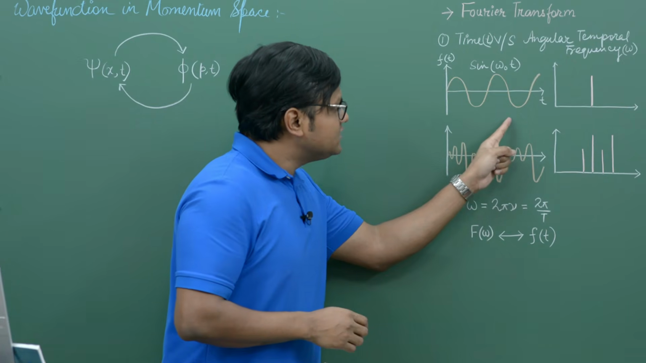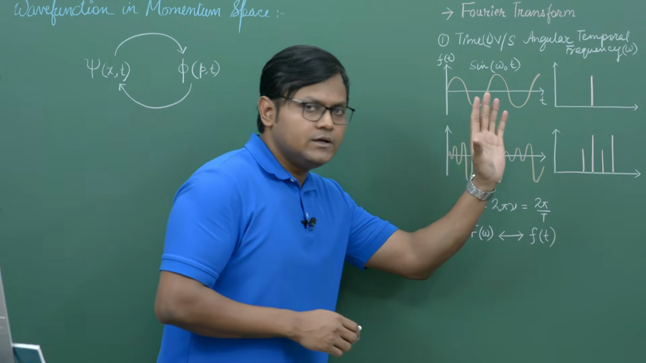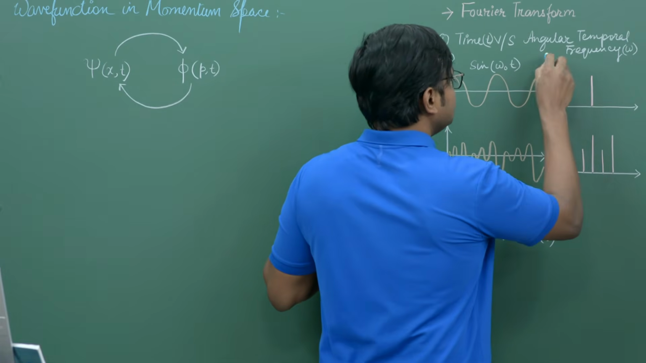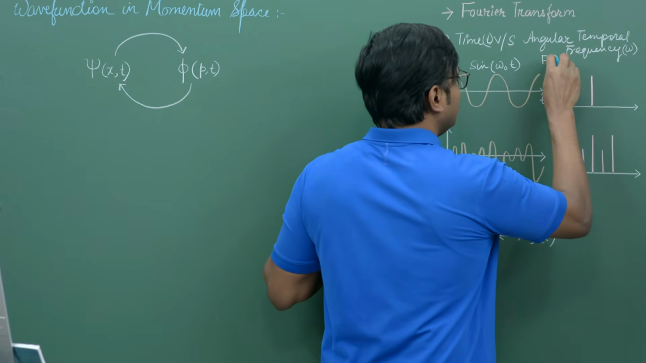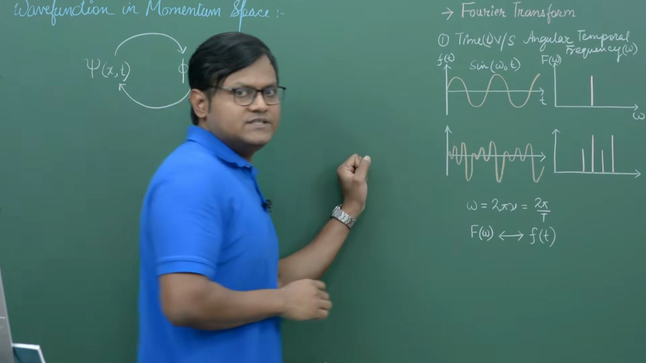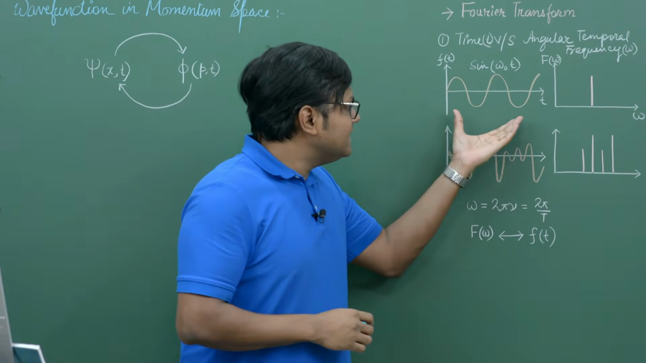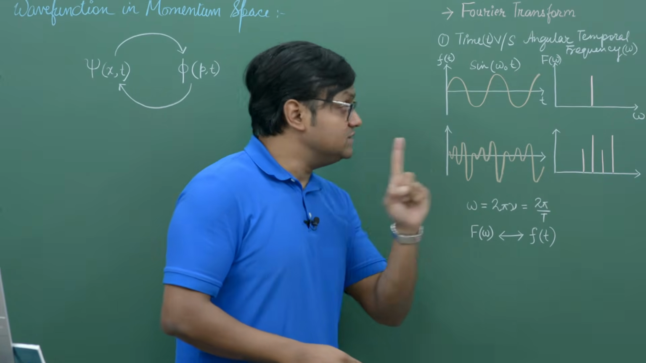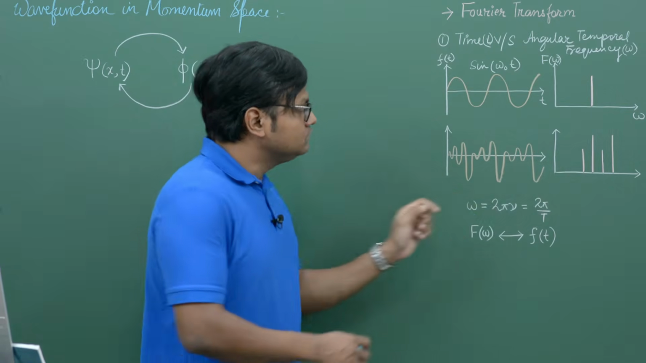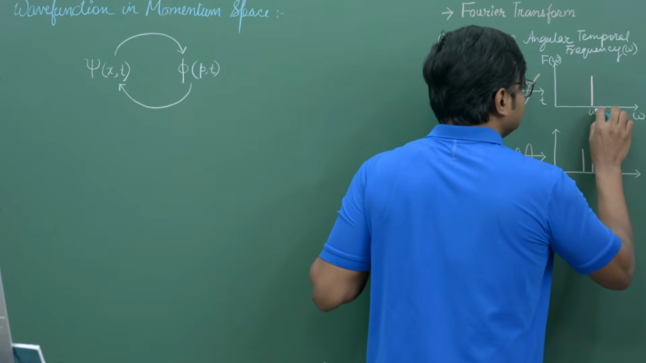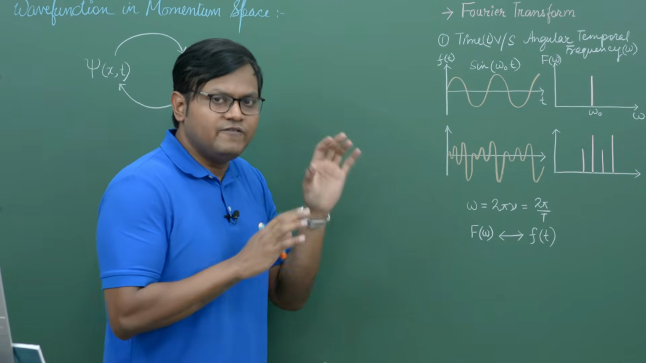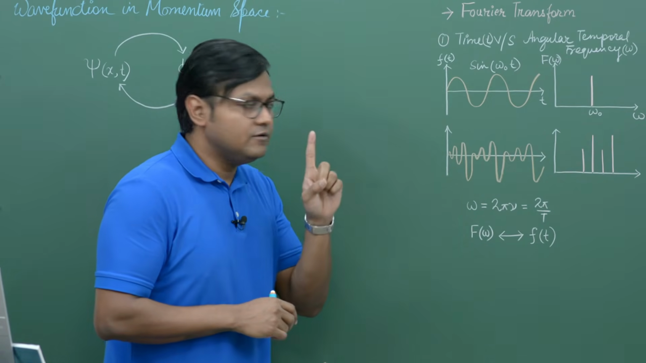So if I want to look at this particular signal with respect to a different domain, here I have, let's suppose, capital F of omega, and this axis is the angular frequency. Because the signal contains only one frequency, in this graph I will get just one line. Where? At omega naught. That's it. Make sense? We have a sinusoidal function having one distinct frequency.